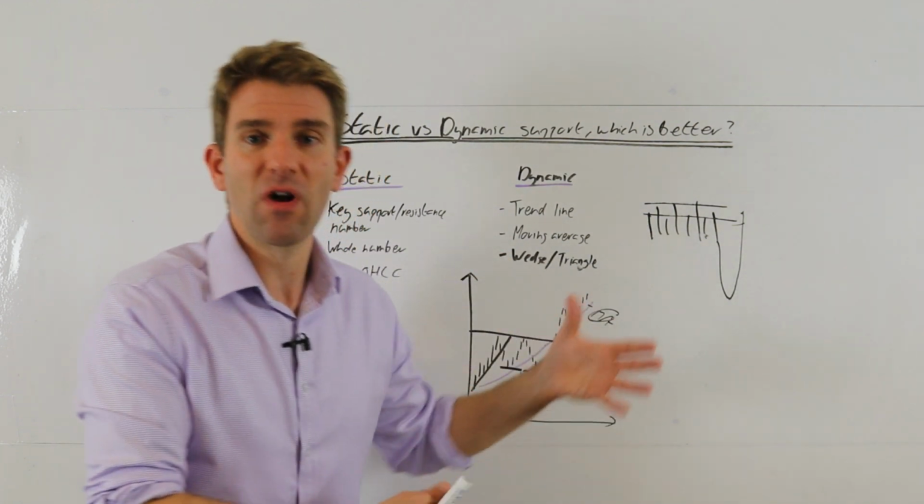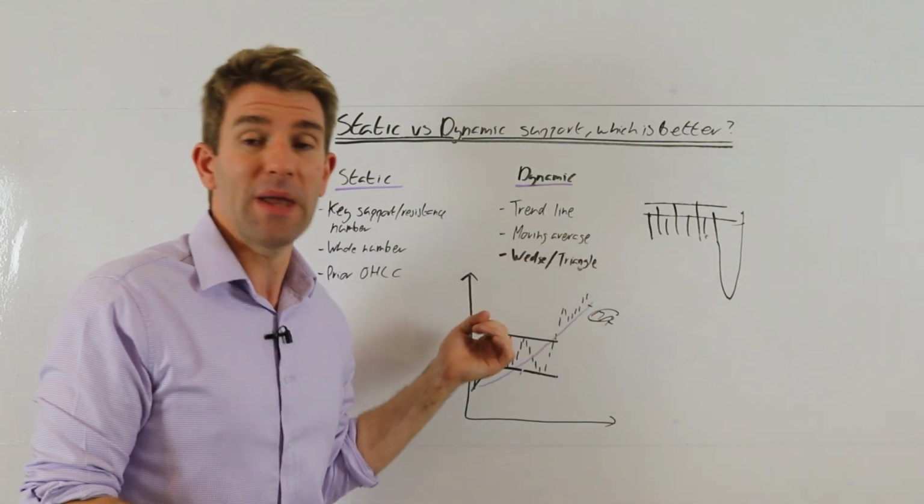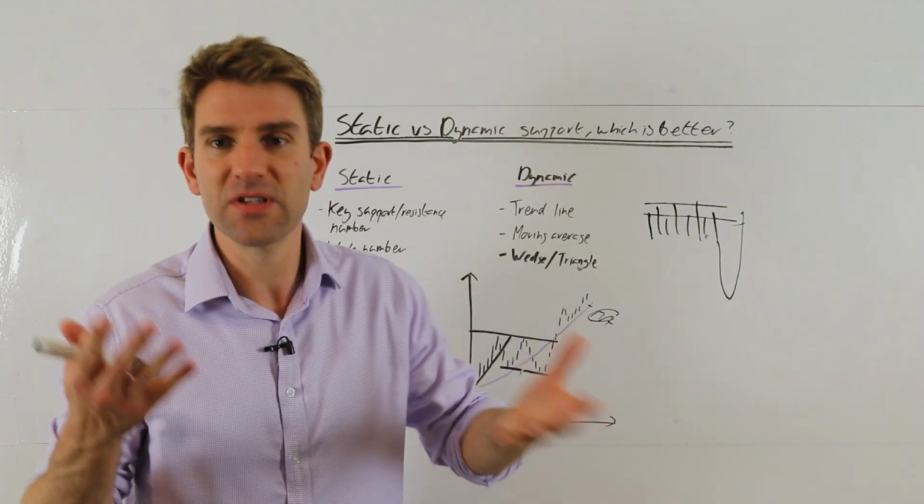That's the use of it, rather than saying, oh, everyone's trapped because we've gone under a moving average. No, whereas it could be everyone's trapped if you've gone under a key support level. Difference in the way of thinking.